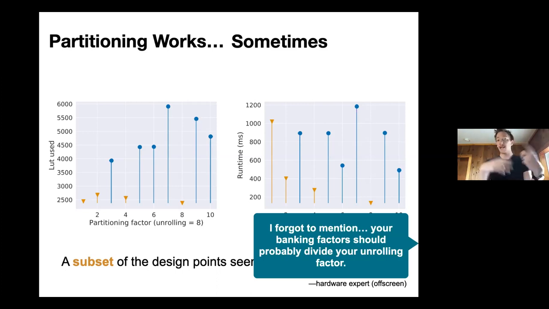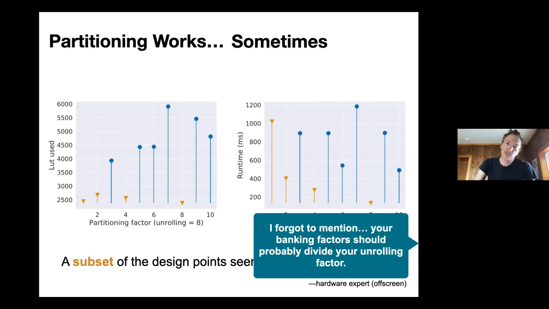And the HLS tool will blindly follow your advice and try to make it work, but end up inserting a whole bunch of additional hardware and not getting the speed that you asked for. So that's why the partitioning factor also creates this kind of unpredictable effect. We can also see this from the other side.